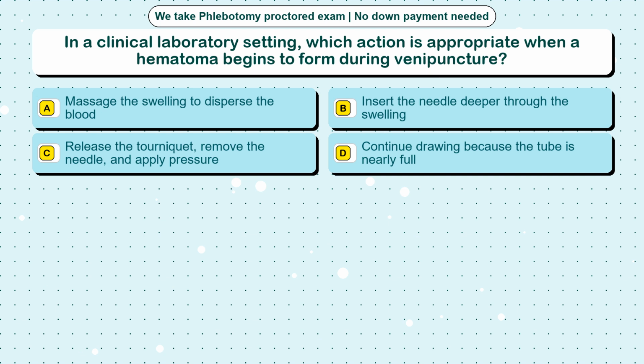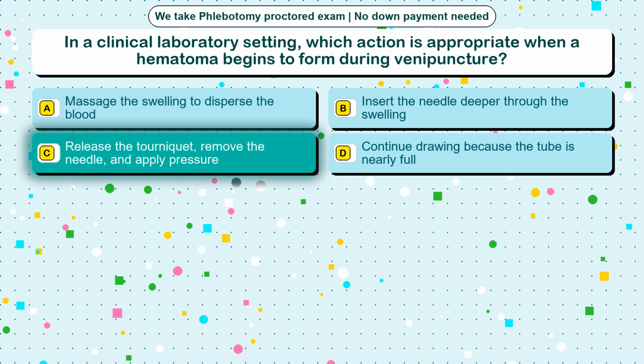Question 71. In a clinical laboratory setting, which action is appropriate when a hematoma begins to form during venipuncture? Option A. Massage the swelling to disperse the blood. Option B. Insert the needle deeper through the swelling. Option C. Release the tourniquet, remove the needle, and apply pressure. Option D. Continue drawing because the tube is nearly full.